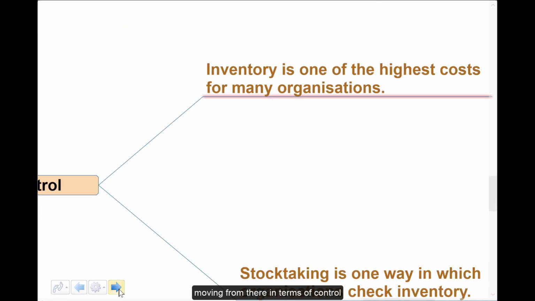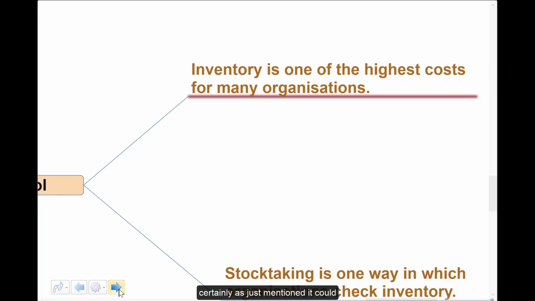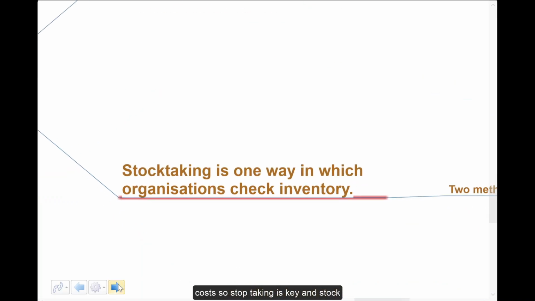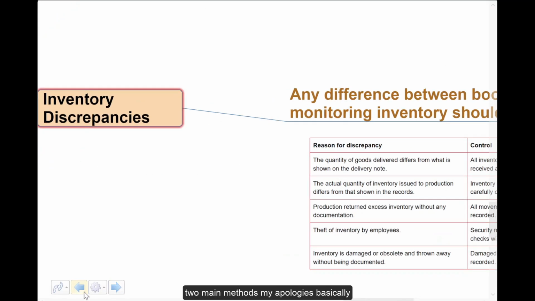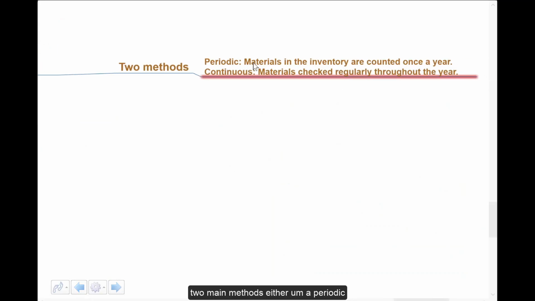Moving from there, in terms of control, as just mentioned, it could well be that we're dealing with an organization that has extremely high levels of inventory, and certainly for manufacturing businesses, can be one of the highest costs. So, stock taking is key. And stock taking is important and can be complicated depending upon the type of inventory we're dealing with. Basically two main methods.